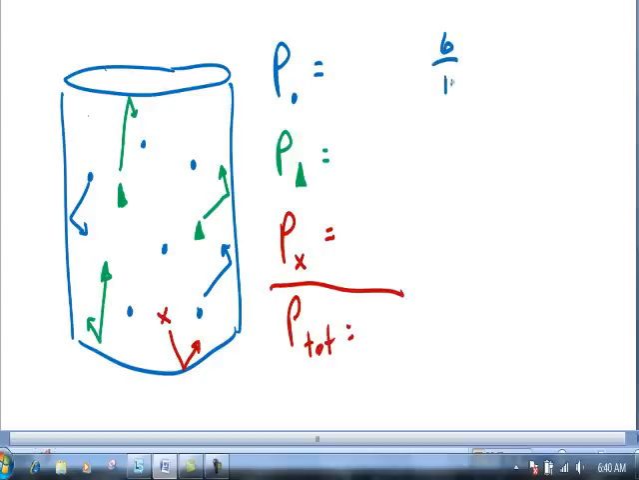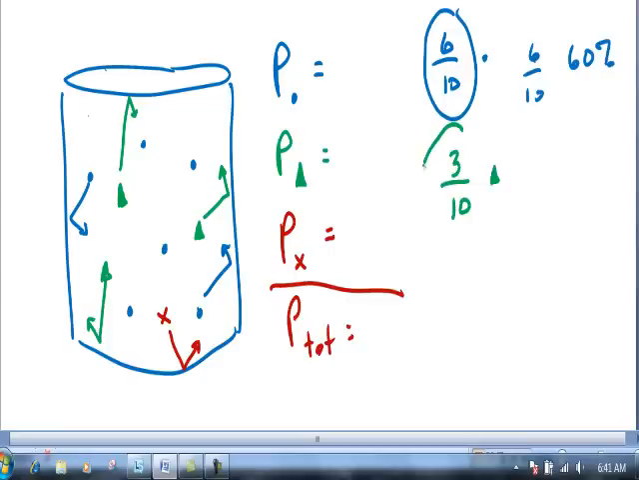6 out of those 10 particles are blue dots. This would be what we would call our fraction of the blue dot gas in the mixture. It's 6/10. If 6/10 of the particles are blue dots, then 6/10 or 60% of the total pressure will come from the collisions resulting from only the blue dot gas. Counting the particles, we see that 3 out of the 10 total particles are the green triangles. This would mean that 3/10 of the total pressure comes from the green triangle collisions, or 30% of the total pressure that we have would be resulting from the green triangle collisions.